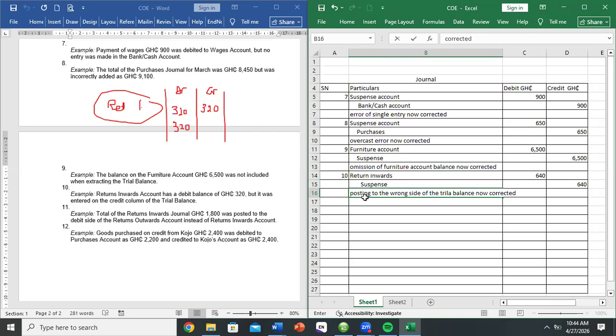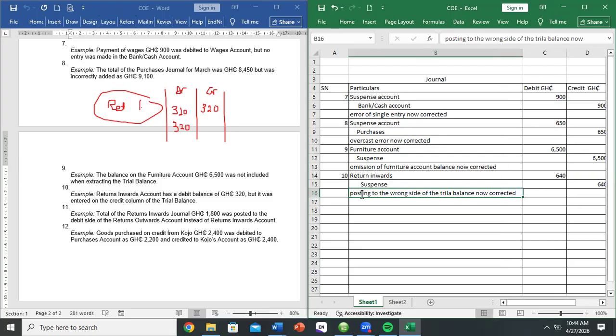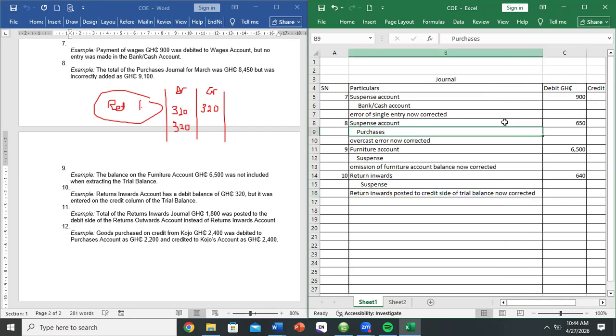Or you can also say return inwards posted to credit side of trial balance. Now corrected. Okay. Return inwards was posted to the credit side of the trial balance. Now corrected. Very simple. Right. Okay. Any question on this one before we go to number 11?